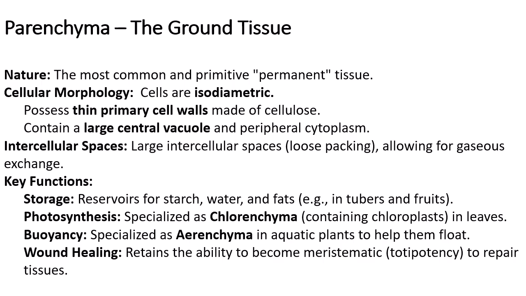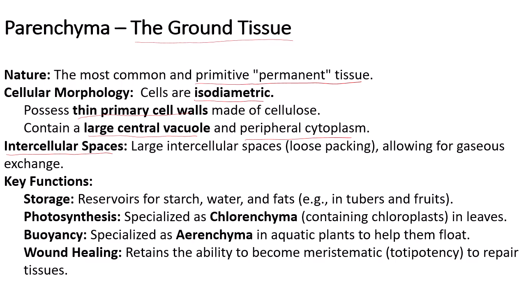Now let's study parenchyma, simple tissue, that is also named as a ground tissue. The nature of this tissue, you can see it is a primitive permanent tissue. Cells of parenchyma are isodiametric or polyhedral in shape. They possess thin primary cell walls. They contain large central vacuole with a peripheral cytoplasm, and there are huge intercellular spaces for gaseous exchange.